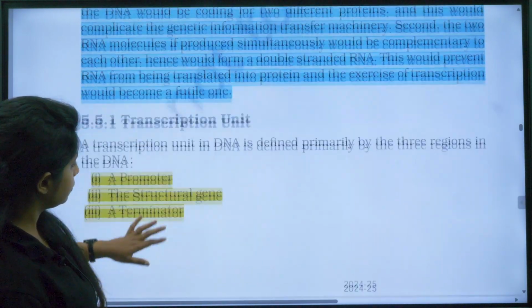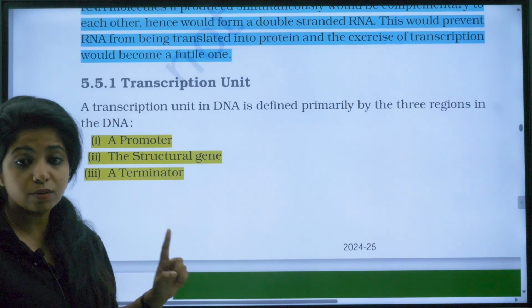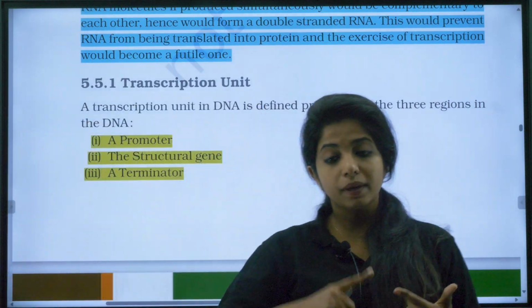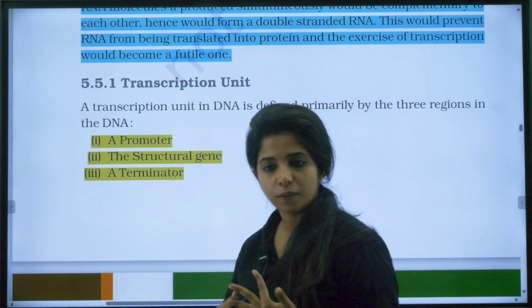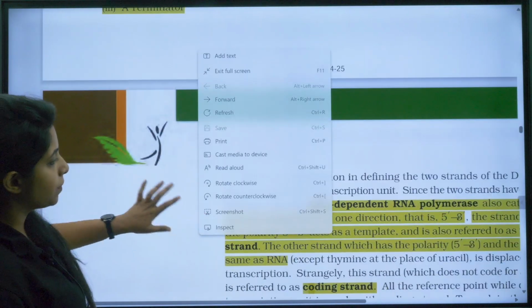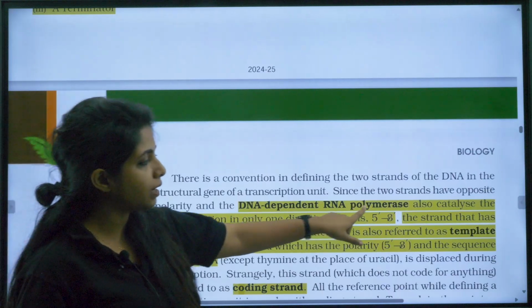Okay. Now over here, what is the transcription unit made up of? The transcription unit will have a promoter, a structural gene, and a terminator region. So this is the transcription unit, my dear children. Now over here, who helps in transcription? It is DNA dependent RNA polymerase.